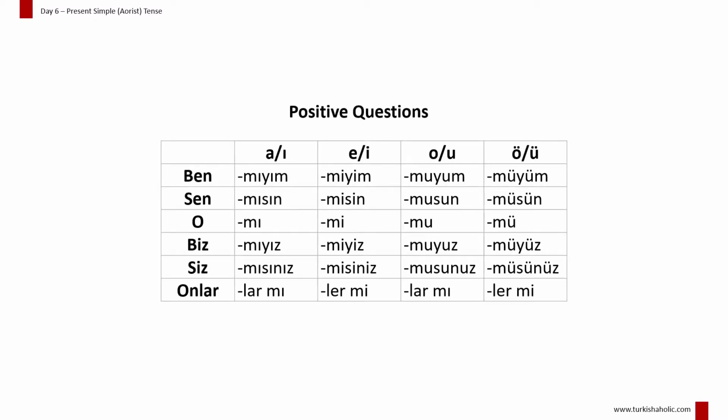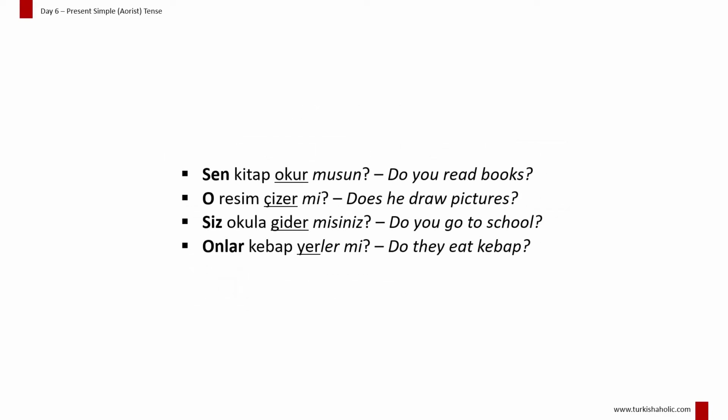If you remember from our last lecture video, the question words were the mu, mi, mı, and mü variations. These question words always come right after the verb. We don't add a personal suffix to the verb here, only the positive present simple suffix. We add the personal suffix right after the question word. Let's see some examples. Sen kitap okur musun? O resim çizer mi? Siz okula gider misiniz? Onlar kebap yerler mi?